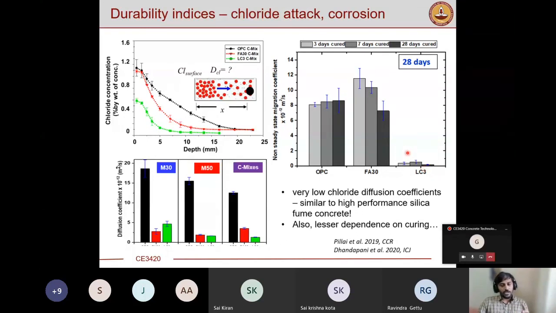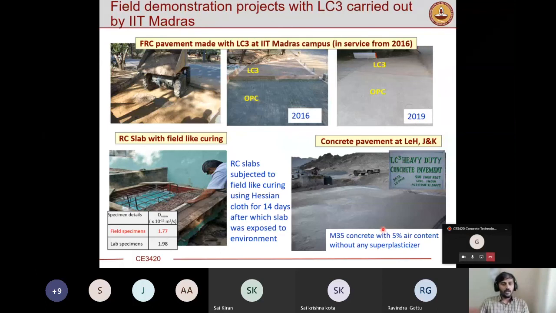Another benefit of optimizing the combinations to attain lower porosity and pore sizes is that you can attain much better durability at early age. So this is another benefit which we can extract in the limestone calcined clay cement combination, which is lesser dependency on curing. So to make industry adopt it, we did a range of field studies.